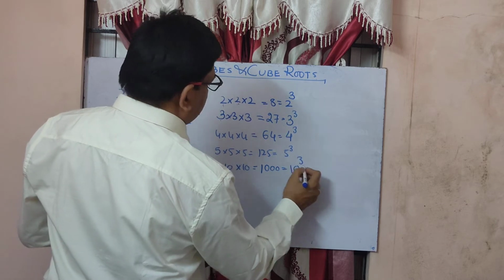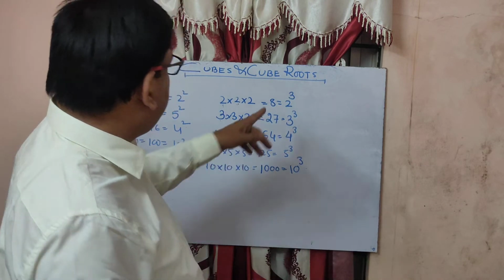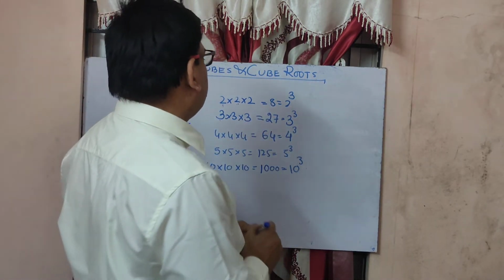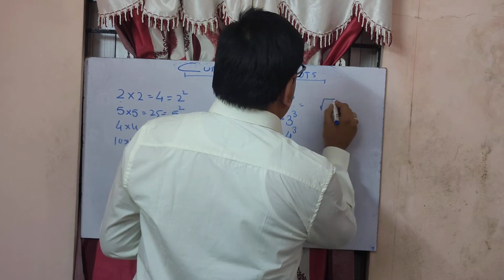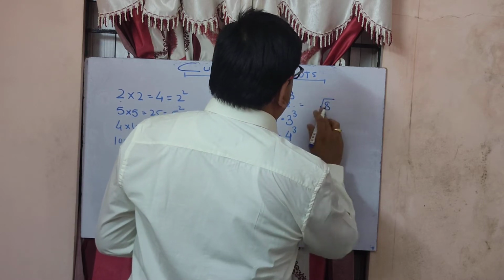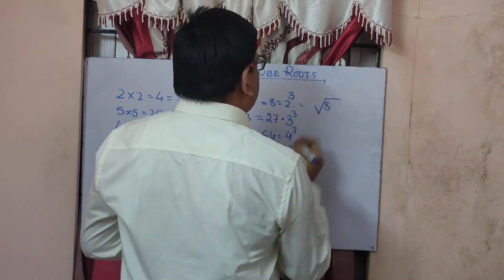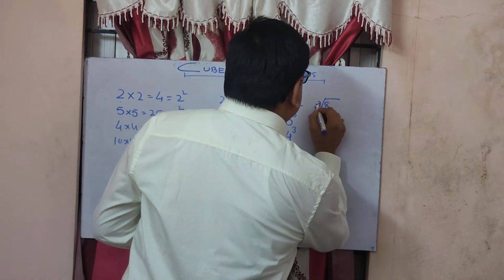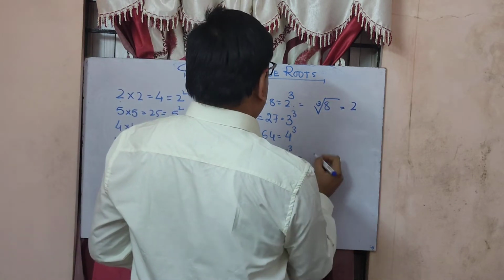Such numbers are called cubes. So now 8 is the cube of 2. How can you write it? Now, for the cube root, just as with the square root you write the root sign, if it is a cube root you write a 3 here. The cube root of 8 is 2.